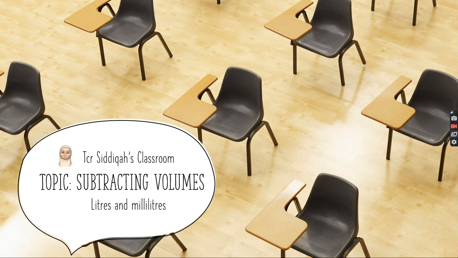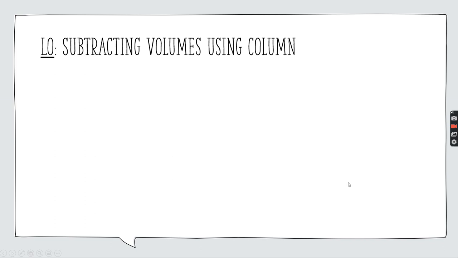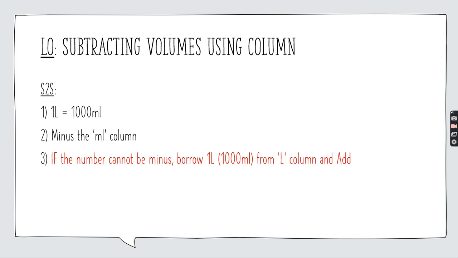Today, we're going to be focusing on subtracting volumes, liters, and milliliters. So, our learning objective for this morning is subtracting volumes using column. Our S2S, step to success, the first one is we all know 1 liter equals 1000 milliliters. Step 2 is we minus the milliliter, which is the ml column.